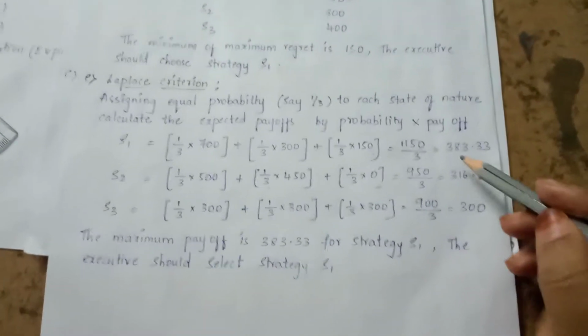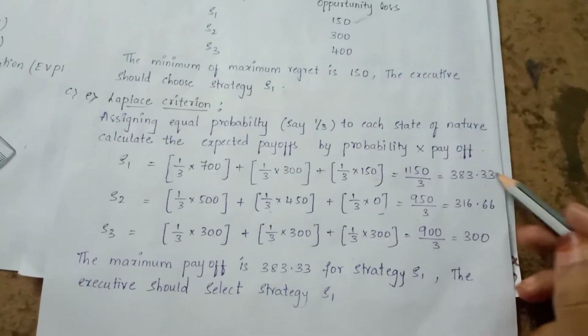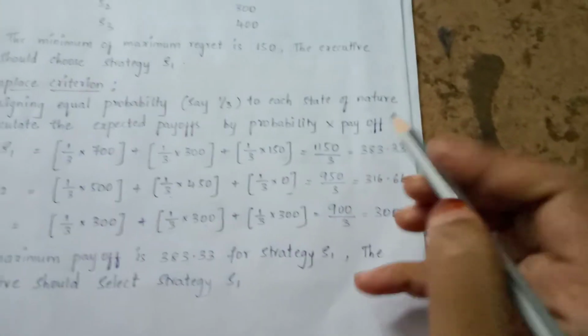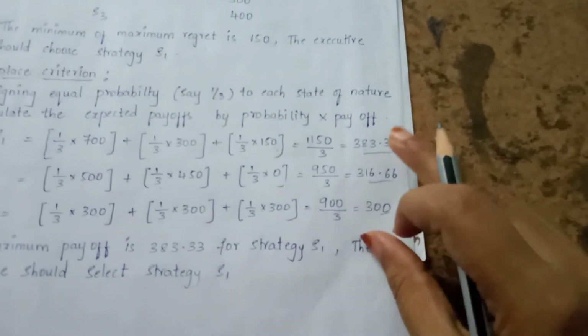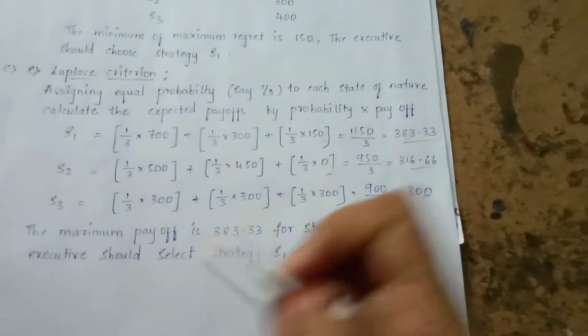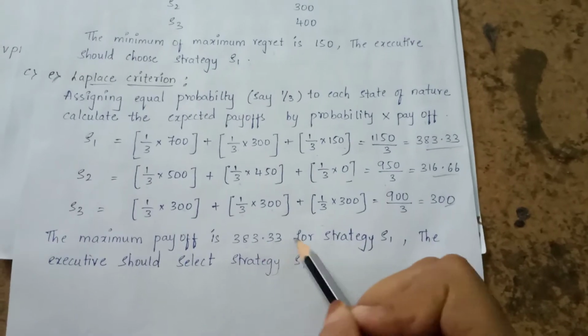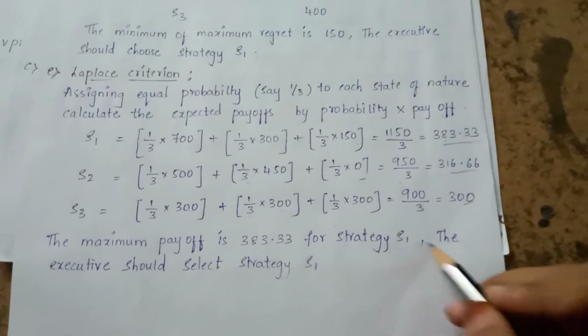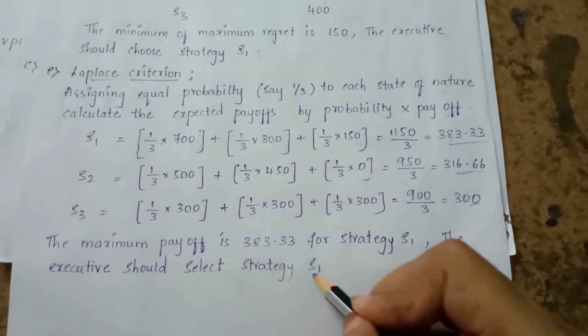After getting the expected payoffs, students, from these we take the maximum value. Which one is the maximum among these 3 values, students? That is 383.33. So the maximum payoff is 383.33, which comes under the strategy S1. So the executive should select the strategy S1.